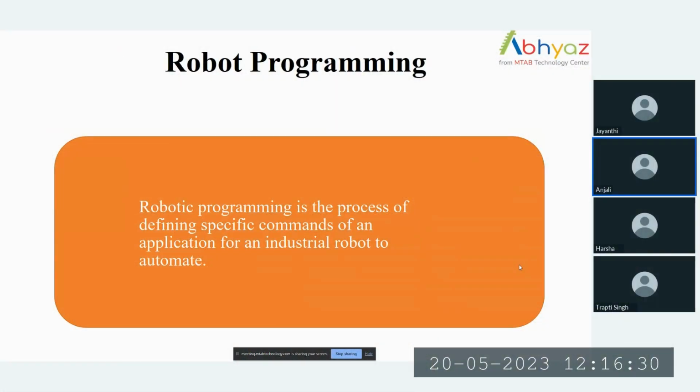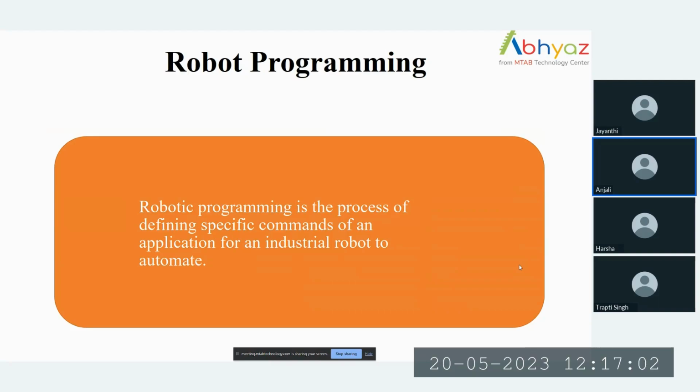Programming of the robots, that is, how the robots are programmed. Robotic programming is the process of defining specific commands of an application for industrial robots to automate. Firstly, application instructions are inputted to the robot control system, which interprets the steps and then relays the information in the robot's programming language to the PLC or microcontroller of the industrial robot.